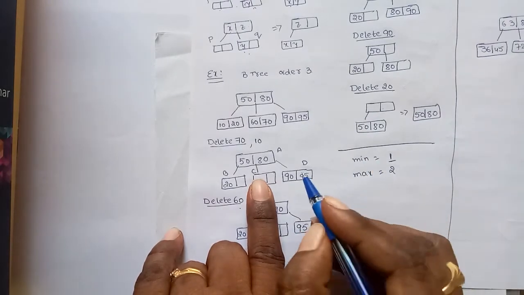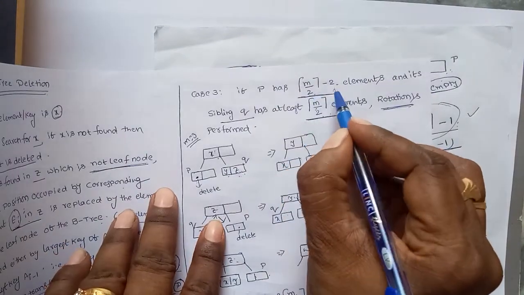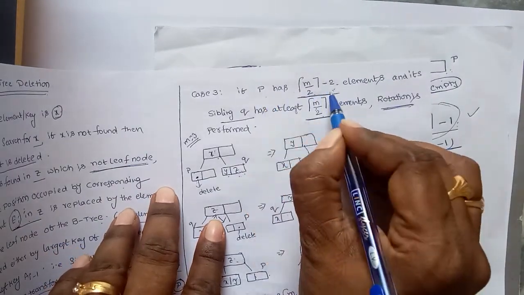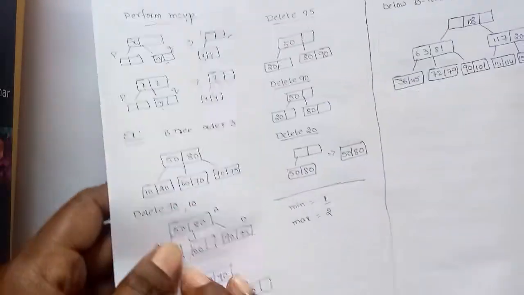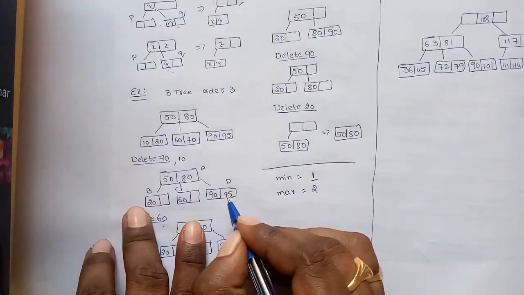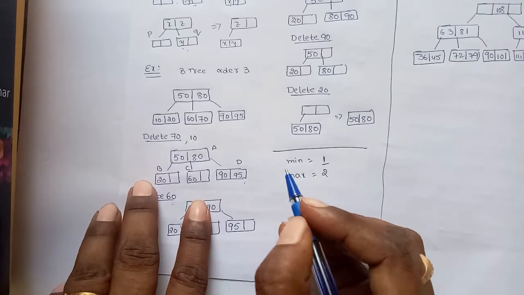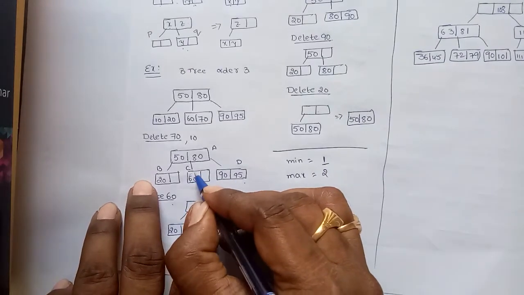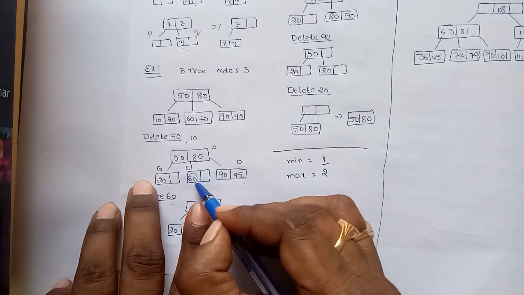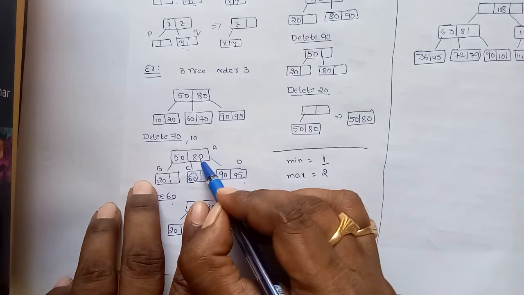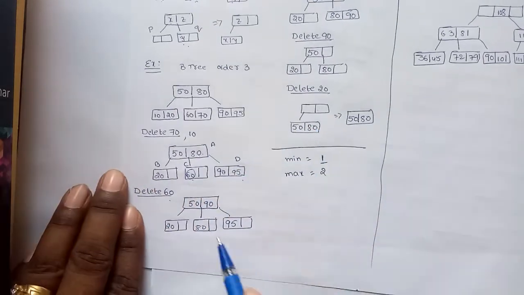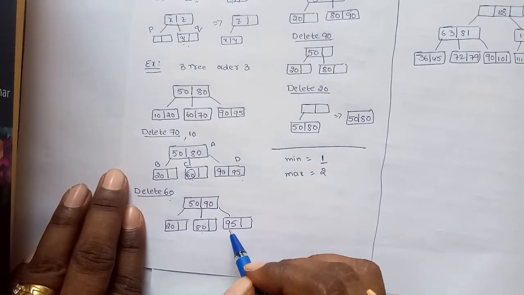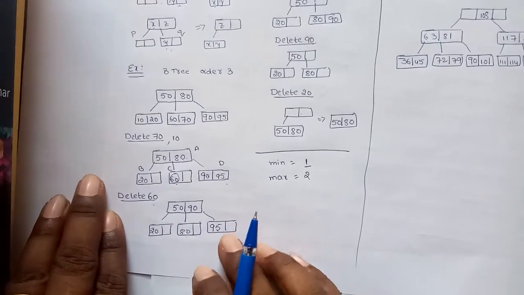Then what do we have to do? Case 3. So in case 3, P has fewer than m by 2 elements. That is, P violates the property and its sibling has at least m by 2 elements. So this is the sibling. Then perform rotation operation. What happens? After rotation, 80 comes to this position, 90 is placed into the root parent. 90, 80, 95. Now delete 95.